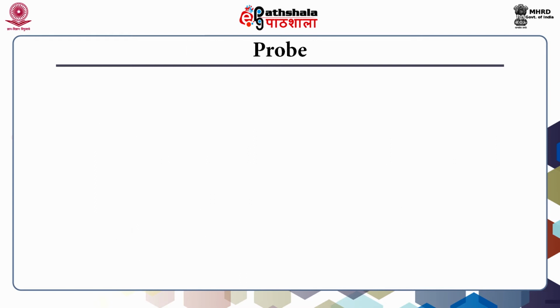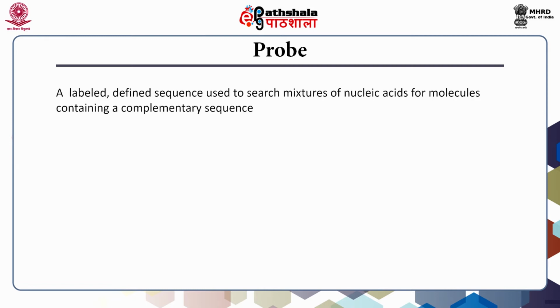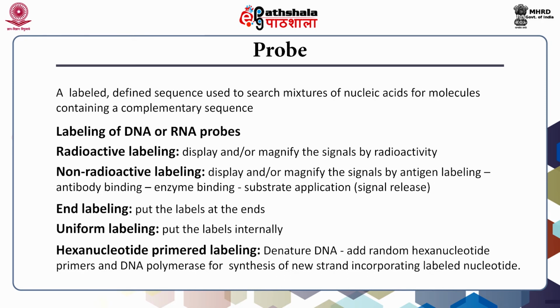Now, the probe has a very important role to play in hybridization. In molecular biology, a hybridization probe is a fragment of DNA or RNA of variable length, usually 100 to 1000 bases long, which can be radioactively labeled, and it can then be used in DNA or RNA samples to detect the presence of nucleotide sequences that are complementary to the sequence in the probe. Labeling of a DNA or RNA probe can be done by different methods. The most important methods are first radioactive labeling and second enzymatic labeling.